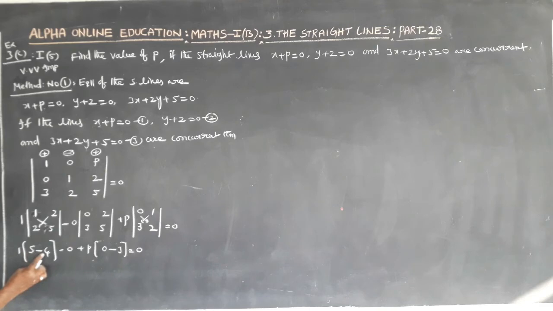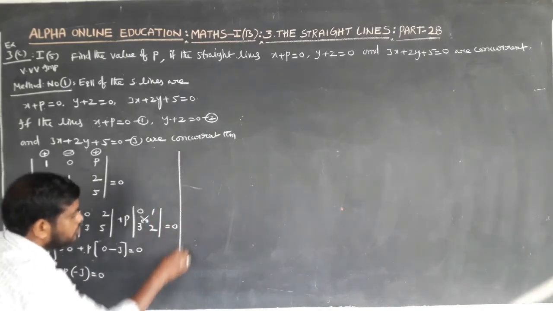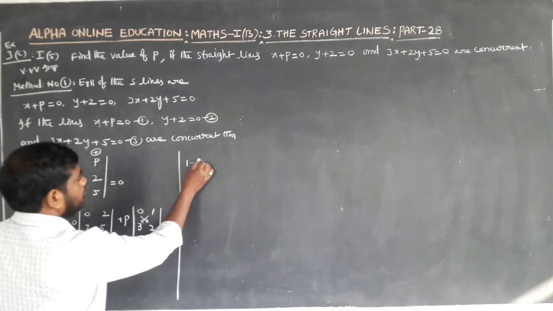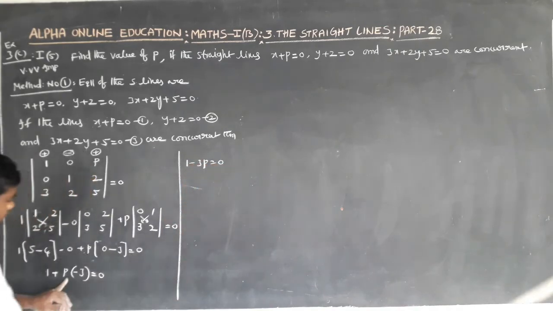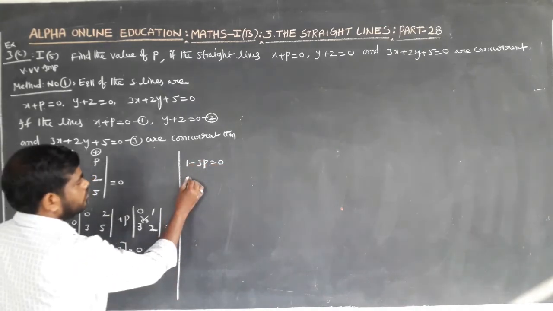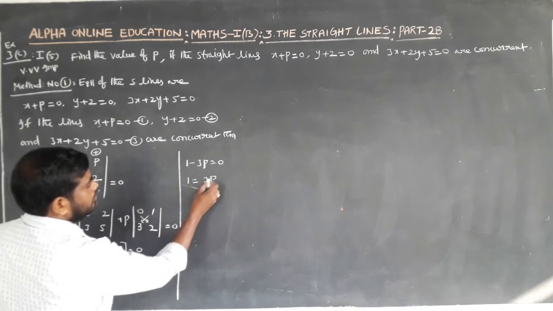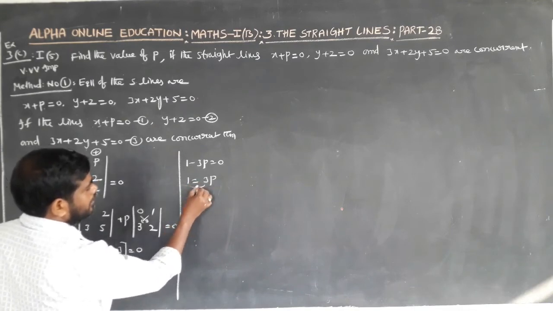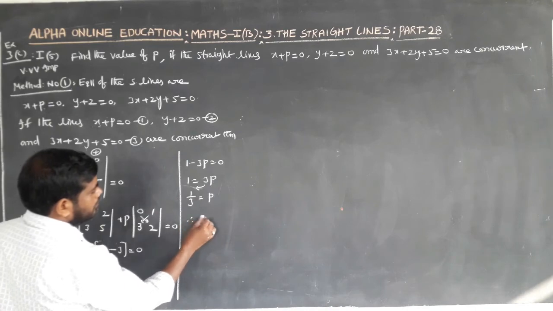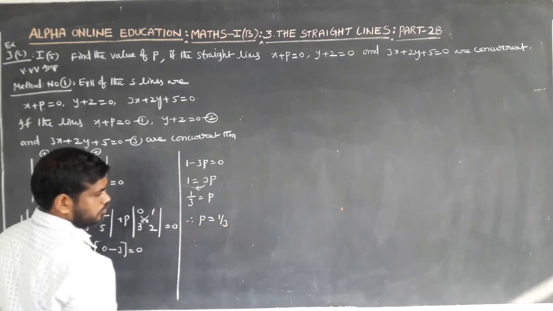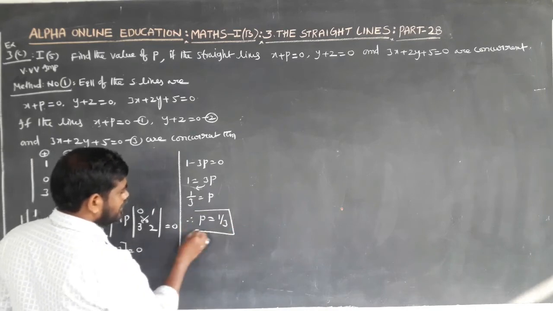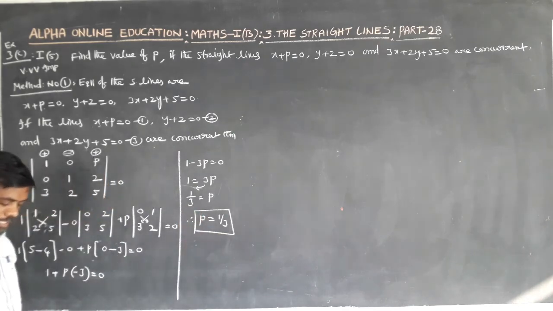1 into (5 minus 4) is 1, plus p into minus 3 is equal to 0. So 1 minus 3p is equal to 0, 1 is equal to 3p, 1 by 3 is equal to p. So p is equal to 1 by 3. This is the first method.